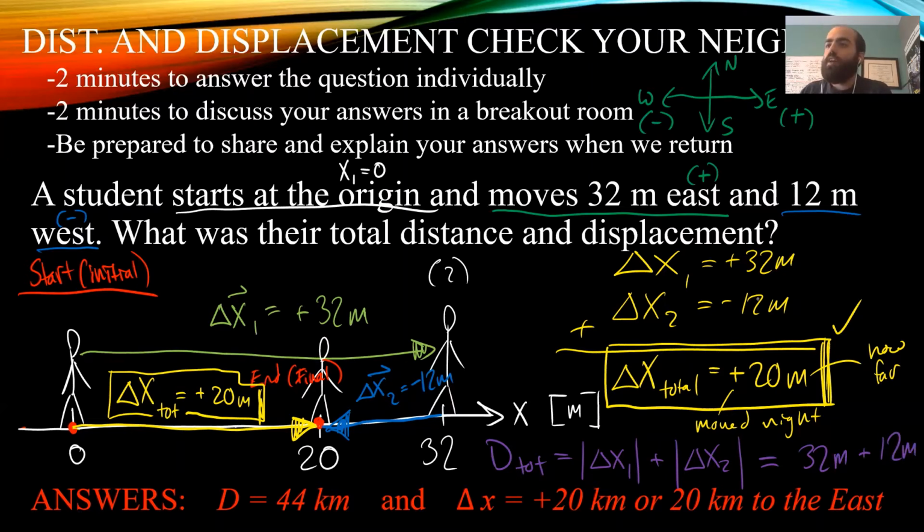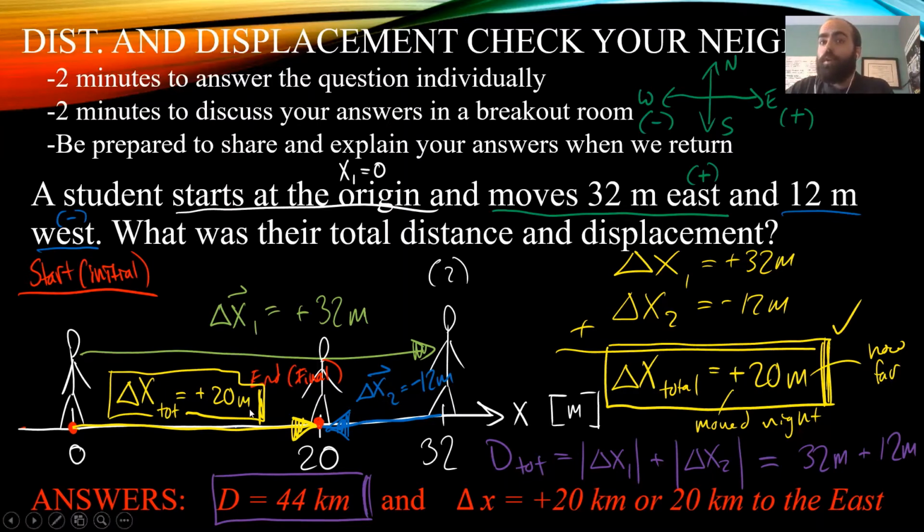The distance that I traveled here was just 12 meters. I went 32 meters to the right, and then I went 12 meters to the left. But the total distance that I traveled was 32 plus 12. And that's exactly what the total distance tells me. And if I do 32 plus 12, that's how you get the 44. 32 plus 12 is 44. So that's how you would get the total distance.